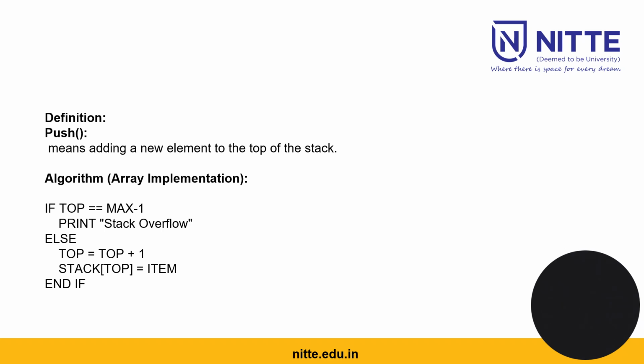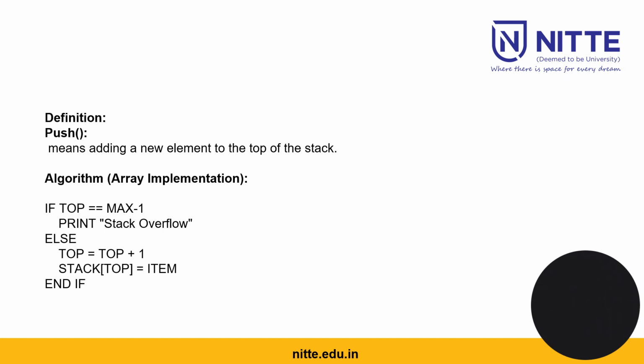Here we take maximum minus 1 basically because the stack index starts with 0. As we saw in the previous slide, the stack size is 4 and it will start from 0, so it will point from 0 to 3. So the max value is 4, and 4 minus 1 becomes 3. So if top is equal to 3, then it will print stack overflow. Otherwise, that means there is space in the stack.